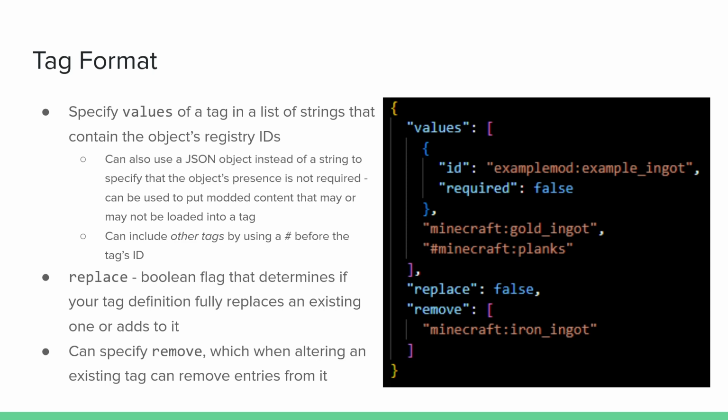And then you specify the values. You can make them optional by putting the required false thing there on the right. And you can include other tags by putting a hashtag and the tag name, like I mentioned last slide. There's the replace flag, which determines if you actually fully replace the tag itself by overwriting a Minecraft one or another mod, or just add to it. And then the remove list, which just removes it if you're not overwriting. It can remove things from other tags.